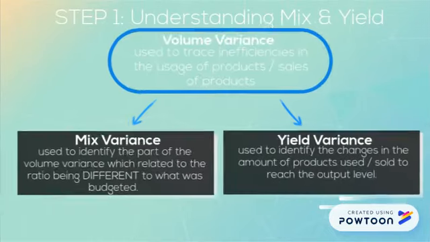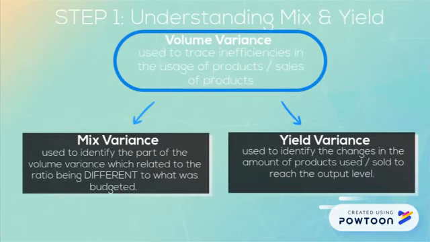The volume variance is used to trace inefficiencies in the usage of products and is split into the mix and the yield variance. The mix variance is the part of the volume variance which relates to the ratio being different, and the yield variance is used to identify changes in the amount of products used or sold to reach the output level.